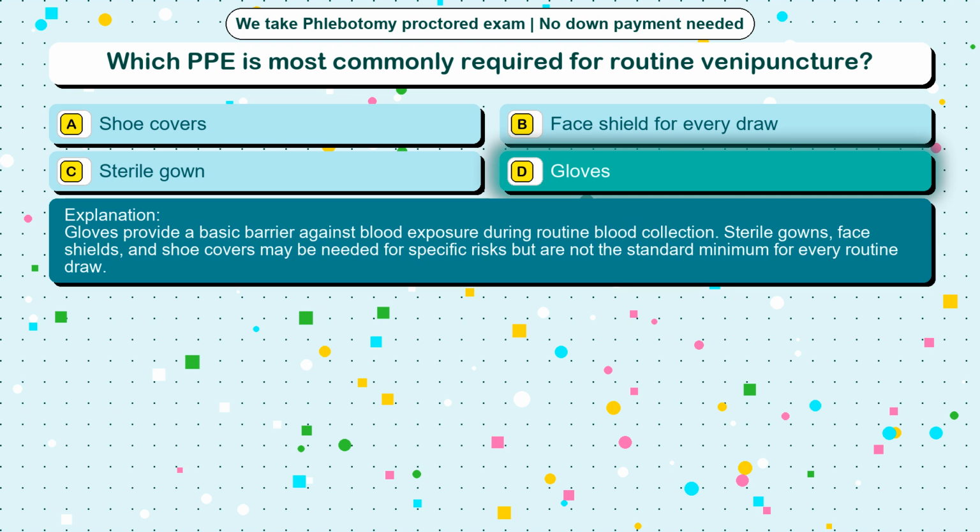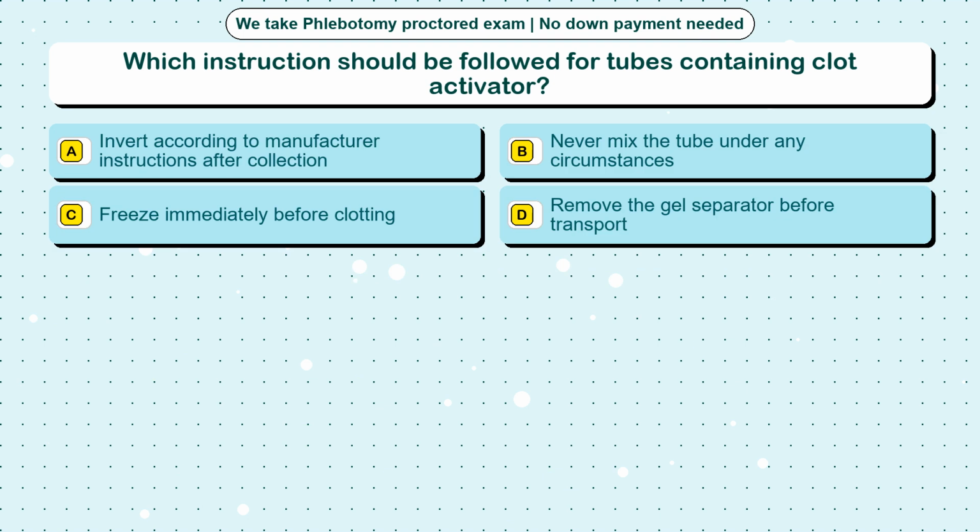Gloves provide a basic barrier against blood exposure during routine blood collection. Sterile gowns, face shields, and shoe covers may be needed for specific risks but are not the standard minimum for every routine draw. Question 28. Which instruction should be followed for tubes containing clot activator?